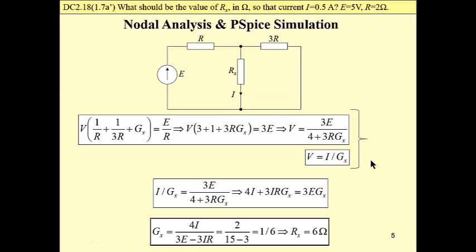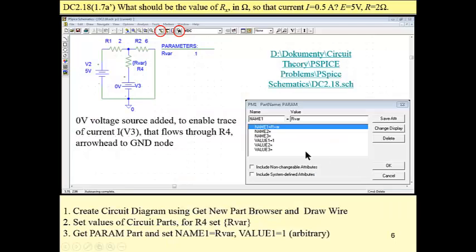A PSpice simulation now. So we have to build a circuit diagram, and as we are looking for one parameter, we have to perform parametric analysis. We have to name this resistance, well, R sub 4, but its value is R variable in brackets. And then we have to recall from the library such a part. Parameters are these values arbitrary. Then we have to obviously set values of all other elements.